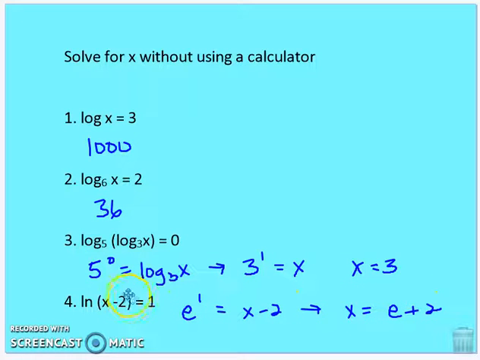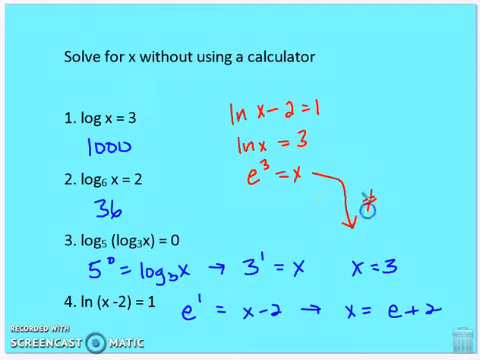Now you have to be careful because this parentheses can mean something else if you take off the parentheses. So natural log of (x minus 2) is equal to 1 is not the same as natural log of x minus 2 is equal to 1, which is the same as natural log of x is equal to 3, which is the same as e to the power of 3 is equal to x. So you can see that these two values are not the same, and that the parentheses of this value here is important as you evaluate any log equation.